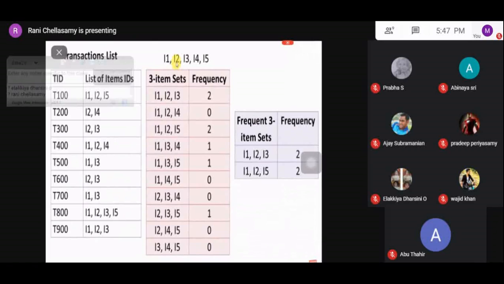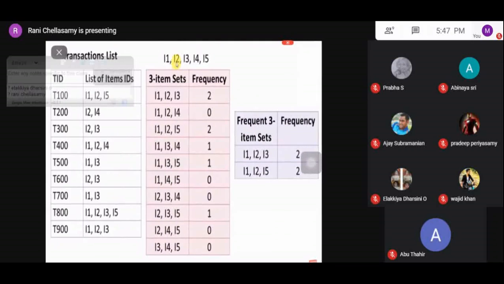So after finding, compare with the minimum support threshold value. Whichever row is getting below 2 will be removed. Okay, so you will be getting only I1, I2, I3 with 2, and I1, I2, I5 with 2. So these 2 rows satisfy the minimum support threshold value. So only these 2 rows are called the frequent 3 item set. The other things you have to omit or remove.